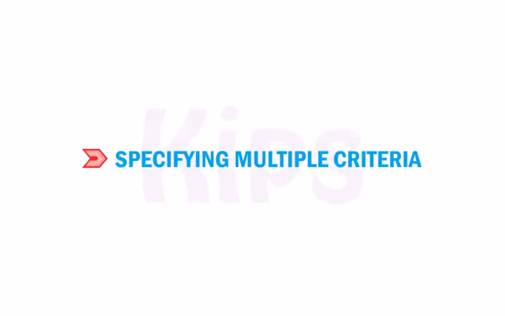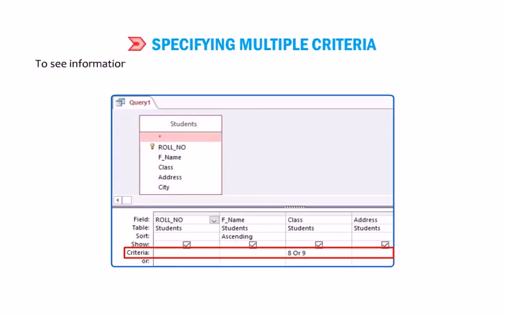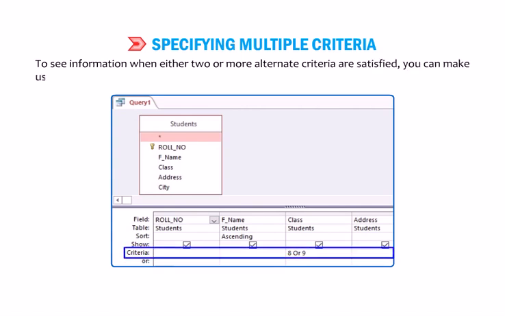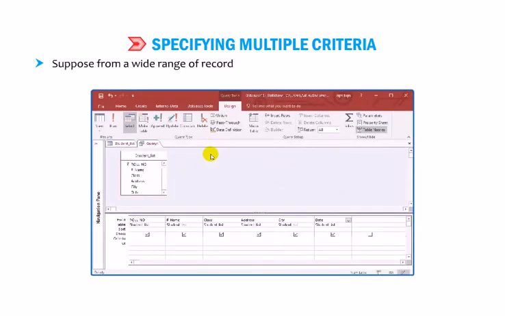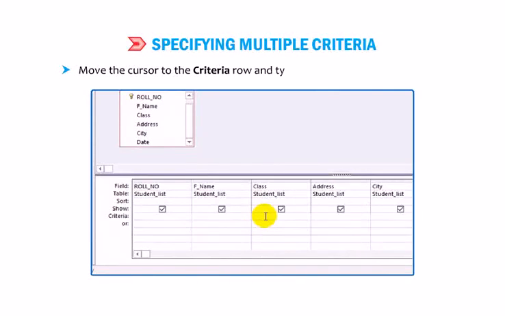Okay, now let us find out how to specify multiple criteria. To see information when either two or more alternate criteria are satisfied, you can make use of the Or criteria row in the design grid of the query. Suppose from a wide range of records, you want to see the records of class 8th and class 9th only. Move the cursor to the criteria row and type the condition equal to 8 in the class field. Type the second condition equal to 9 in the Or row of the same column.